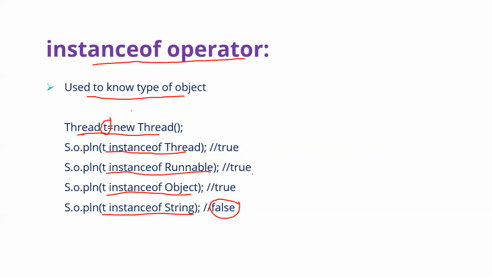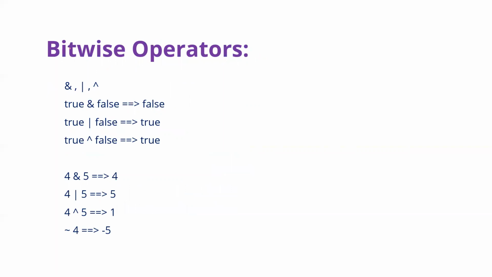Now let me go to the next slide. Observe the bitwise operators. These are used to perform bitwise operations, which means operating on individual bits. These are AND, OR, and XOR. Observe, you can apply them on Boolean predicates also.